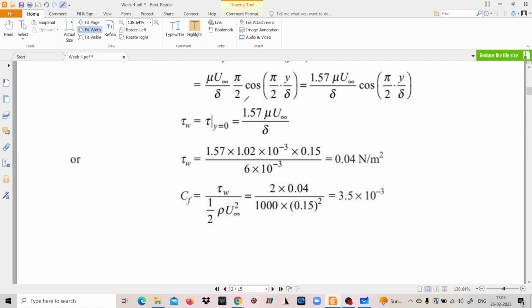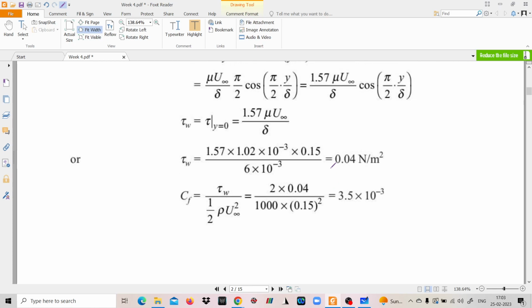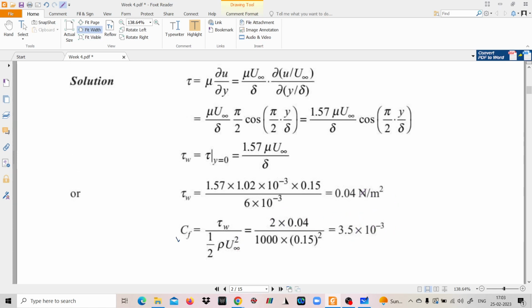So for the value of tau w, you know the value of mu, it is given to you. You know the value of u infinity, the free stream velocity, which is 0.15 meter per second. You know the value of delta, so tau w is 0.04 newton per meter square. And what is skin friction coefficient CF? CF is tau w by half of rho u infinity square. So the value is 3.5 into 10 to the power minus 3. Okay, so this is the answer.